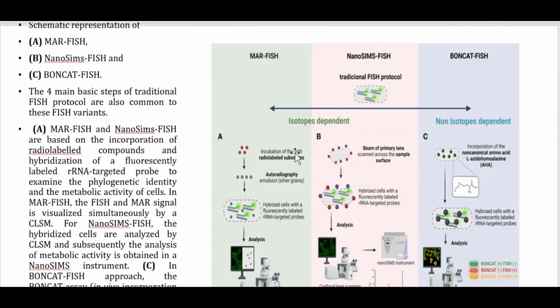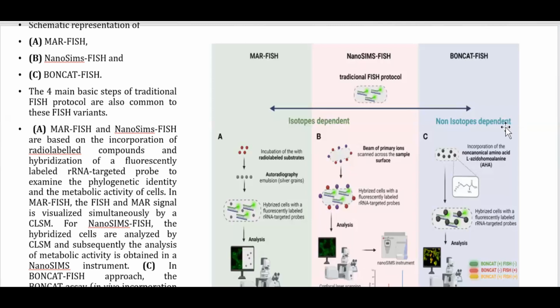So here, if you look at MAR-FISH, what it is, you have to incubate with a radiolabeled substrate. Then you have to go for autoradiography, right? And then hybridize cells with fluorescently labeled rRNA targeted probes, and then you go for analysis. Here, a beam of primary ions is scanned across the sample surface, then the cells are hybridized with fluorescently labeled RNA targeted probes, and then you go for analysis.